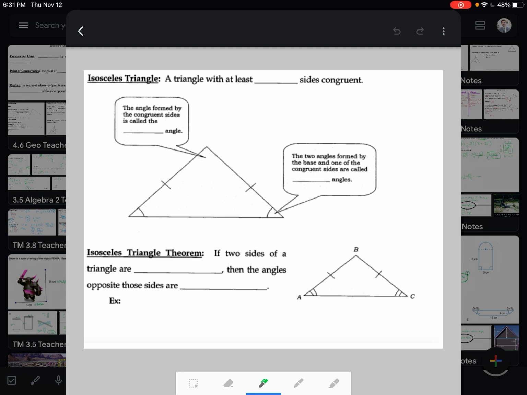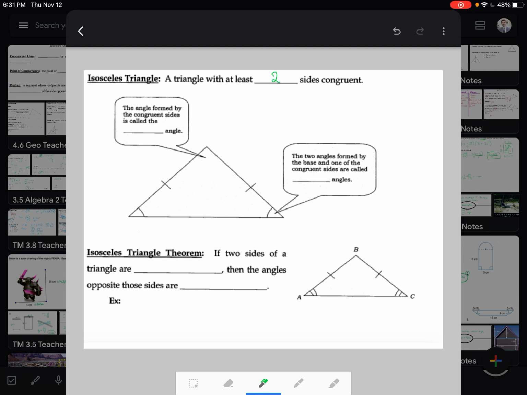Hi everyone and welcome. Today we're going to be looking at some properties of isosceles and equilateral triangles. So your goal after watching this video will be to correctly identify and apply the theorems and properties of isosceles and equilateral triangles. So let's first start off with a reminder of isosceles triangles.